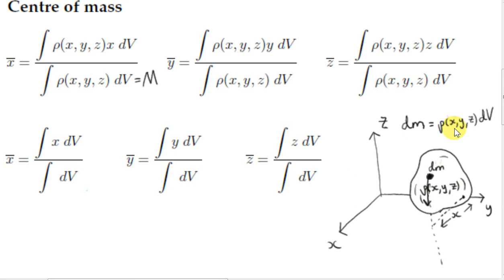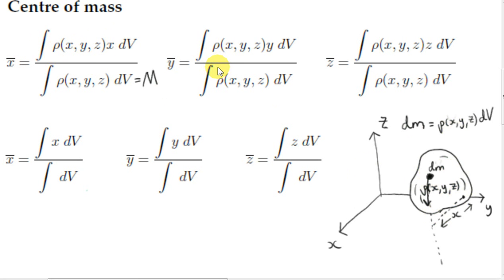Okay, but dm is rho times dv, so we multiply rho times dv by x. So that's dm's contribution for this particular mass element, but we have to repeat this for all mass elements that make up this object, and we have to take the sum of all those moments, so we have to integrate.